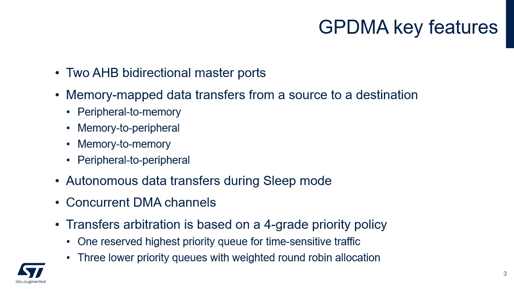Within a same instance, channels are independent of each other and operate concurrently. They are arbitrated through an algorithm based on a 4-grade priority policy: 1 reserved highest priority queue dedicated to time-sensitive traffic, and 3 lower priority queues implementing a weighted round-robin allocation.